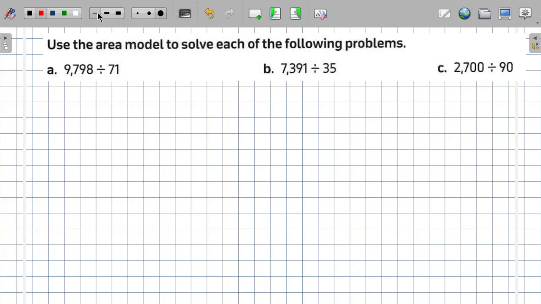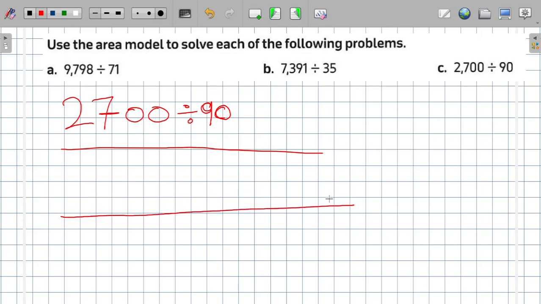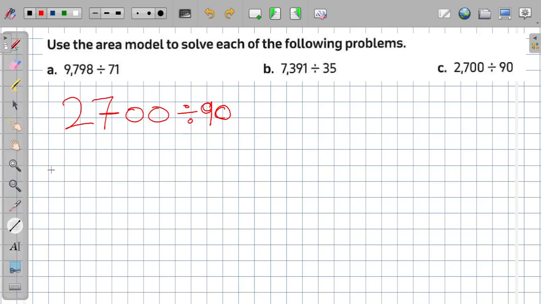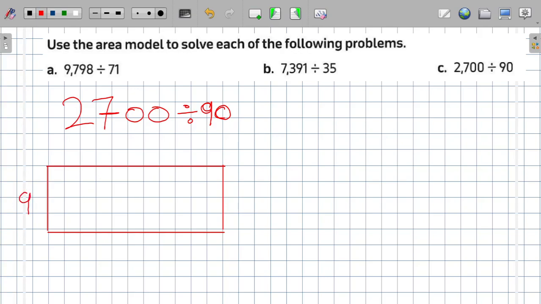But the next one is very easy, because we will find that I have here 2,700, and I wanted to divide it by 9, or 90. But let's remember something. If I divide these two numbers with an area model like this, or maybe just draw two lines like this, and I will draw the two sides like this, and after that I will write 90 at the width side, and I will write 2,700 inside the area model.